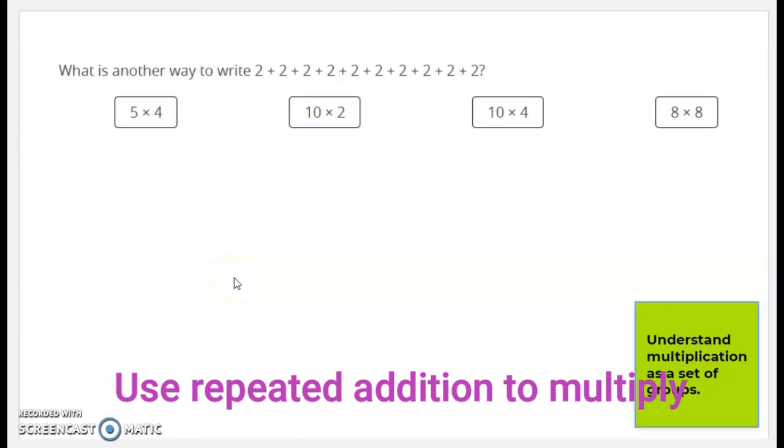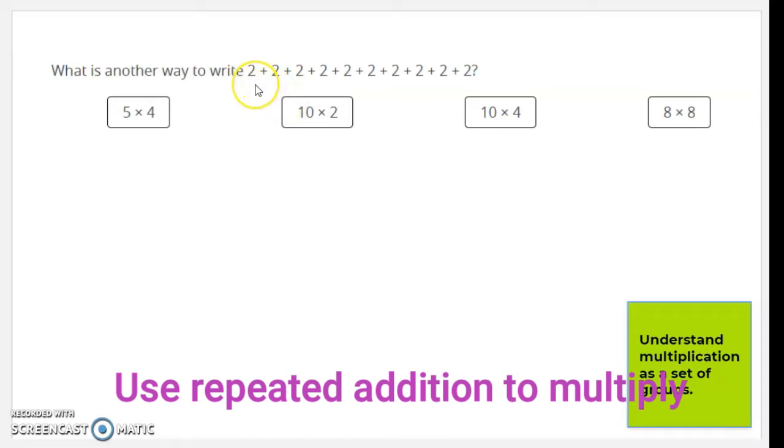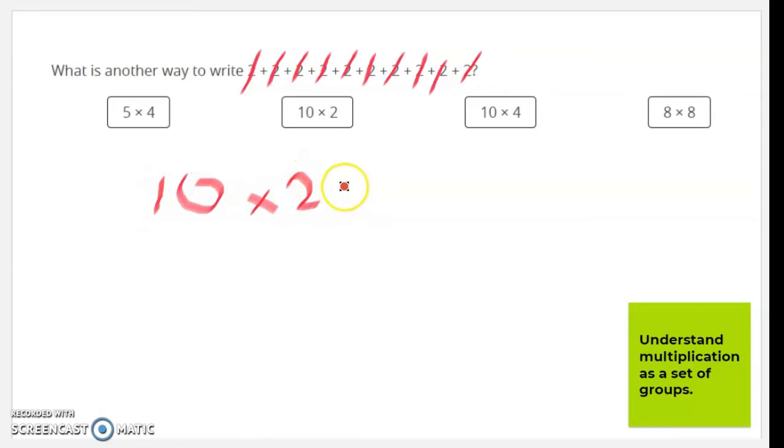Again, we keep on working on multiplication as repeated addition or multiplication as sets of groups or groups of the same. We got here 2 plus 2 plus 2 plus 2 plus 2 plus 2 plus 2 plus 2 plus 2 plus 2. How many times do we have 2 here? In order to find out how many times 2 is repeated, we are going to cross out how many times the number 2 is repeated. 2, 3, 4, 5, 6, 7, 8, 9, 10. We have 10 times 2.